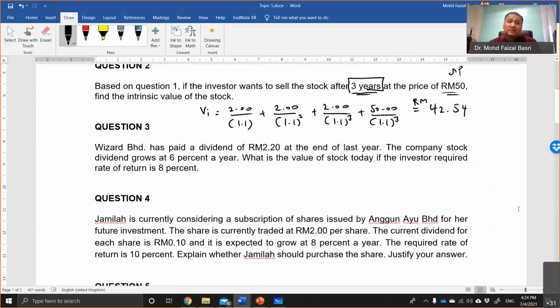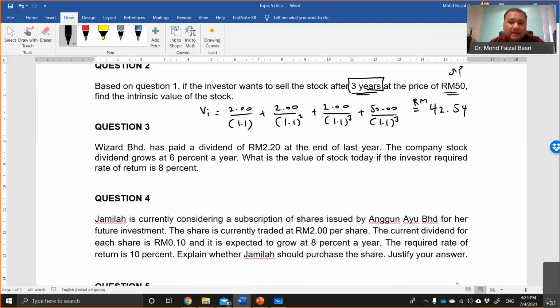For growth, constant growth. If you remember, I said earlier, the difference between constant growth and multiple growth is the growth rate. If it's constant growth, we only have one growth rate. If it's multiple growth, they have more than one growth rate.